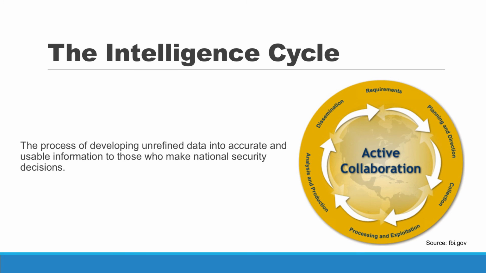The intelligence cycle, which is depicted on the right side of the screen, is an ongoing process by which the intelligence community can gather, organize, and analyze information so that we as a nation can make important national intelligence decisions. It is a process that is always ongoing.